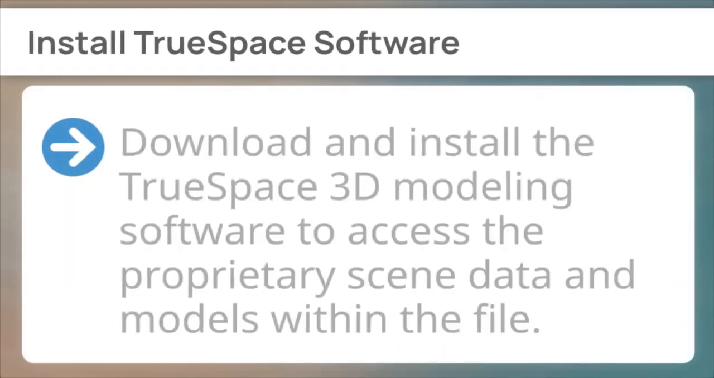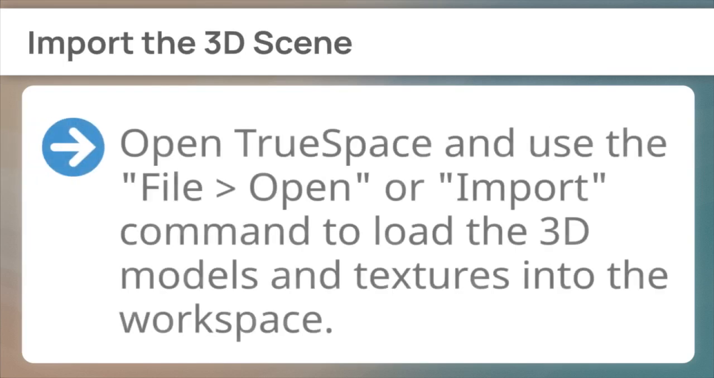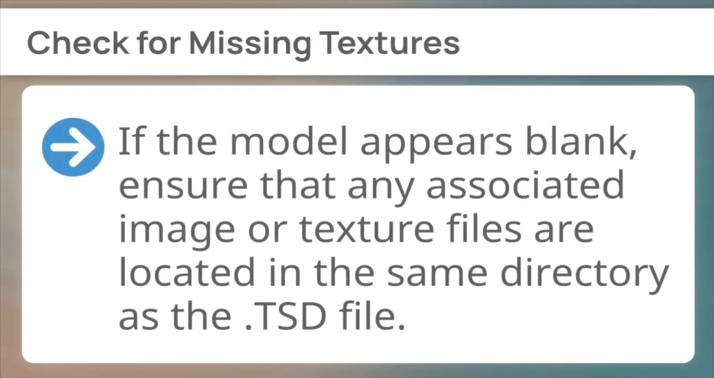First, install TrueSpace software. Download and install the TrueSpace 3D modeling software to access the proprietary scene data and models within the file. Next, import the 3D scene. Open TrueSpace and use the File Open or Import command to load the 3D models and textures into the workspace. Finally, check for missing textures.